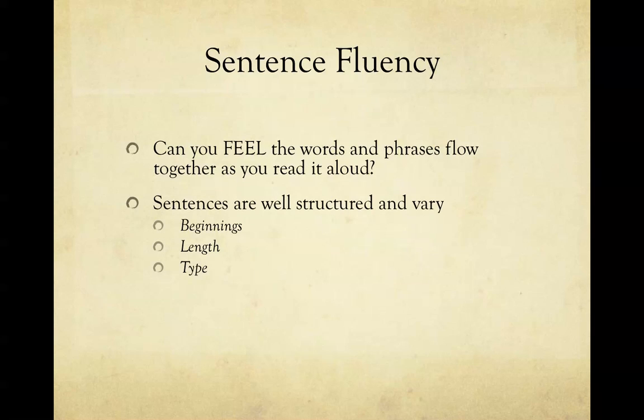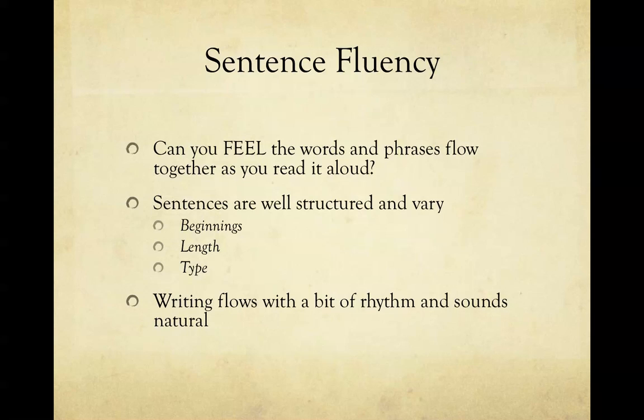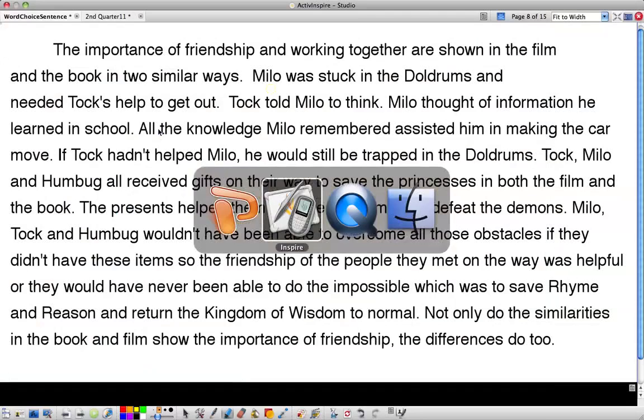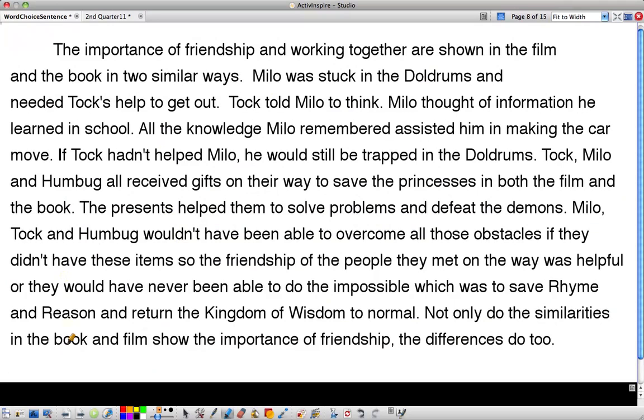Now, papers with good sentence fluency have sentences that are well structured and vary in beginnings, length, and type. You'll notice that those sentences didn't vary much in their beginnings, length, or type. They were mostly simple sentences, and a lot of them started with the same word. When you have good sentence fluency, your writing flows with a bit of rhythm and sounds natural. So, that paper definitely did not do that. Let's look at it again and let's start making changes.